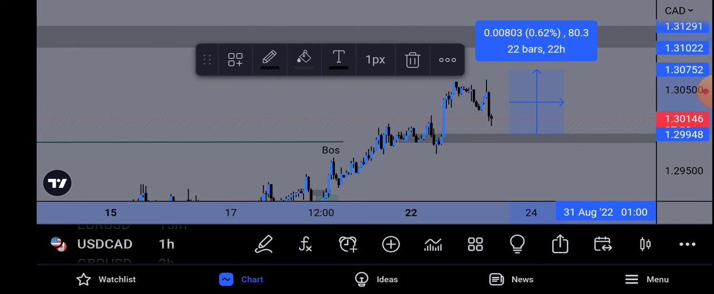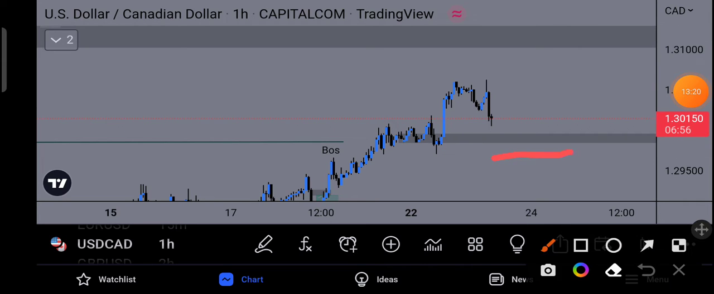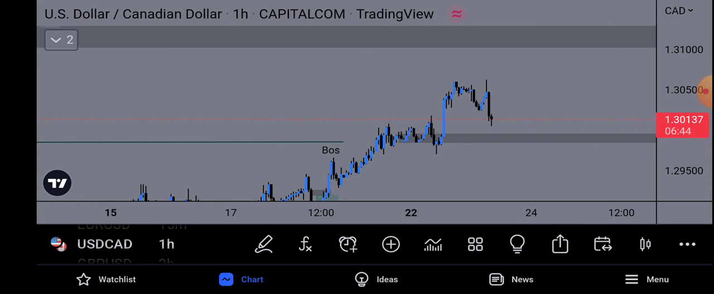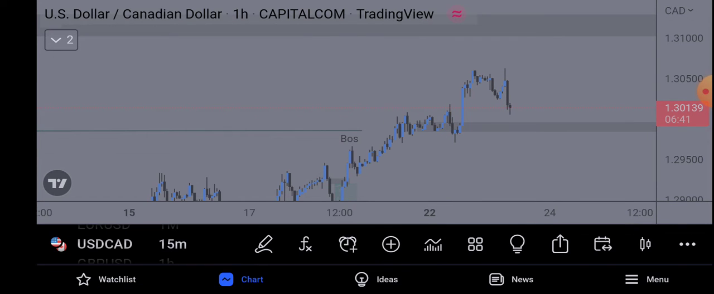You understand? If price is not actually breaking lower, you don't enter once price reaches here and start buying. No, that is the entry confirmation on the lower time frame I'll be teaching. Okay, I'm teaching currently. So going down to the 15 minutes time frame now to see things clearly.